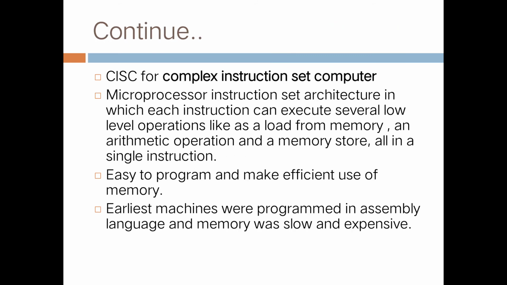CISC means complex instruction set computer. In this architecture, in the instruction set, each instruction can execute several low level operations, like a load from memory, an arithmetic operation and a memory store, all in a single instruction. That's why this architecture is easy to program and makes efficient use of memory. The earliest machines were programmed in assembly language, and the memory was slow and expensive.